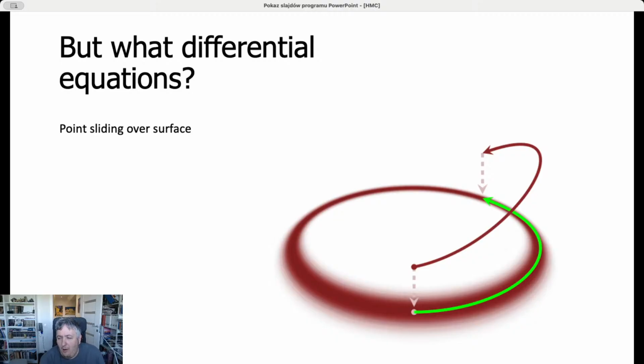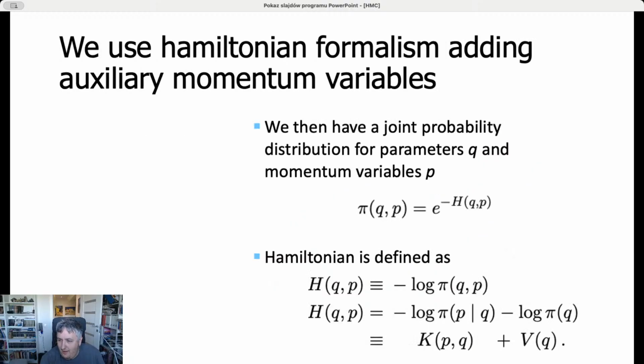So, how to get differential equations of a point moving on the surface of the probability distribution function? Well, this is actually possible thanks to the so-called Hamiltonian mechanical formalism. Hamiltonian mechanics is one of the ways of describing the equations of motion of objects.